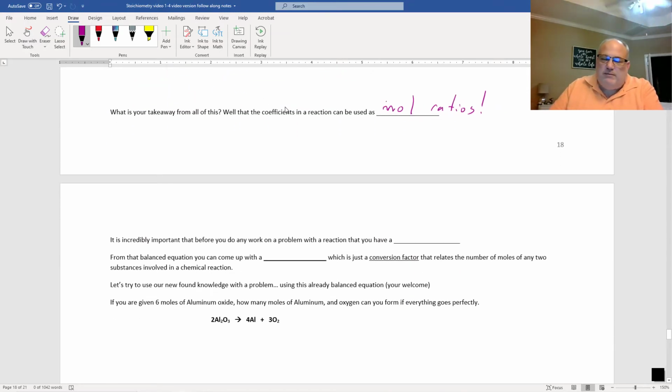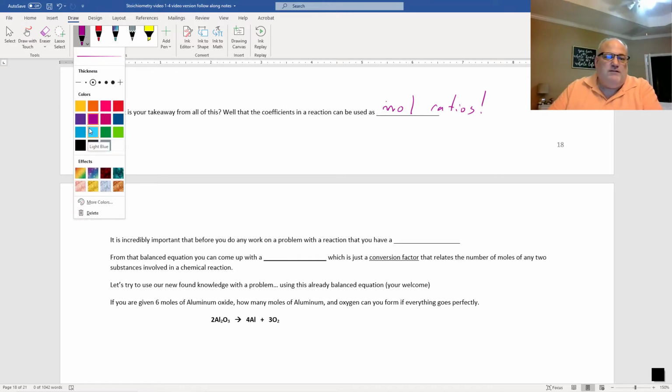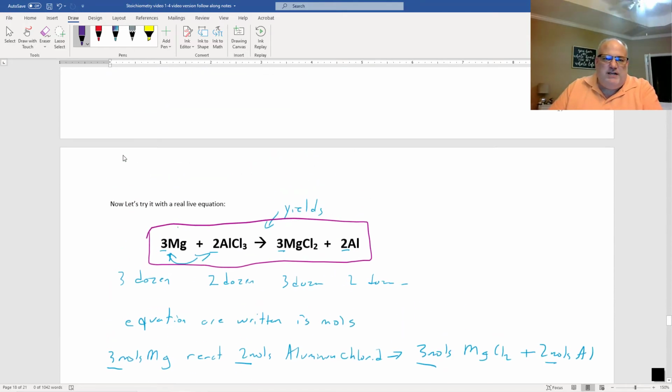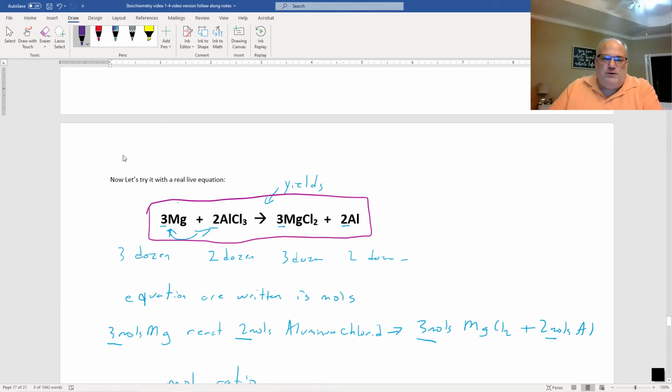And it's incredibly important, enough for me to pause and even use a different color, because again, different colors help us learn, that whenever you're doing any problem with an equation, you must have a balanced equation before you do anything in the problem. If you don't have a balanced equation, you cannot use the ratios, because the number that we just did right here, this 3, 2, 3, 2, if you didn't balance this beforehand, you'd have 1, 1, 1, 1, and that is not the recipe that you need to put together.